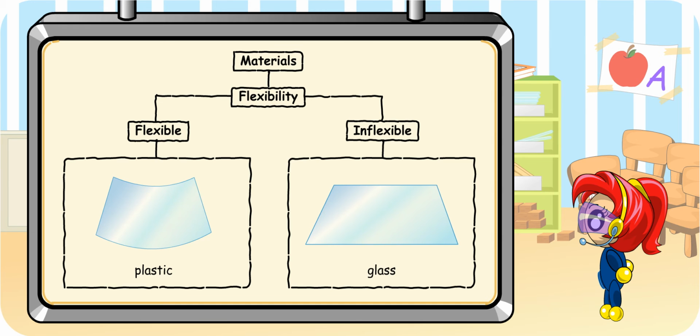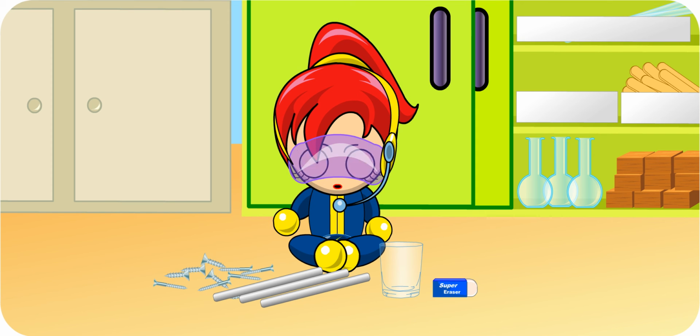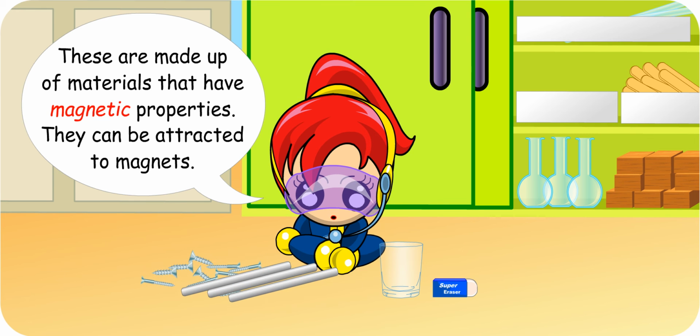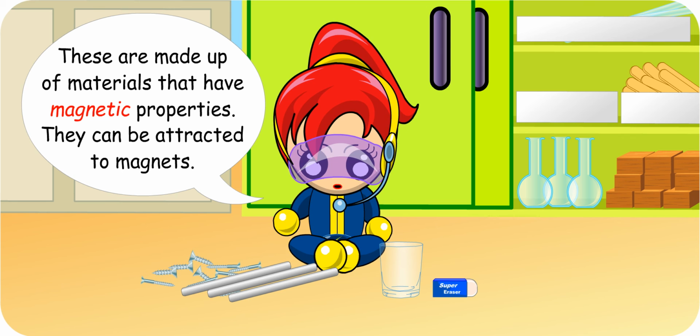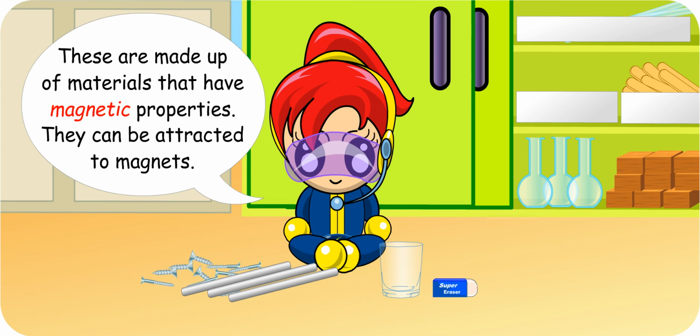Looks like you are getting a hang of it. Try the following activity. Now, are you able to classify these items based on their magnetic properties? I know. These are made up of materials that have magnetic properties. They can be attracted to magnets. Am I right, teacher? That's right.